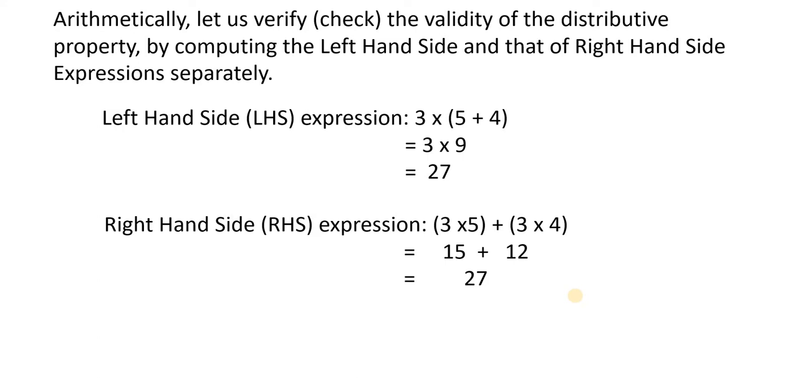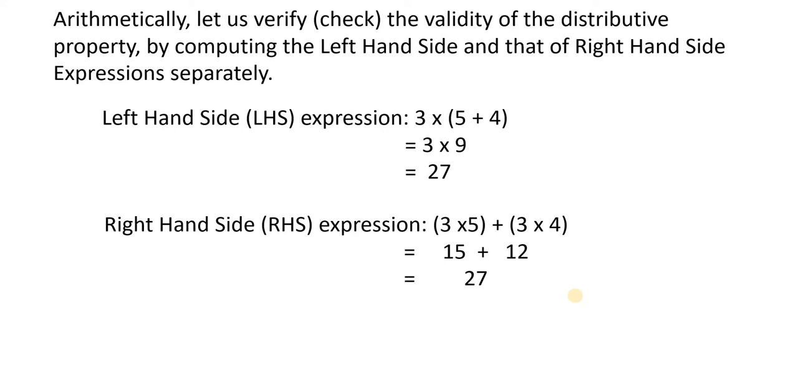Let us verify the validity of the distributive property. Arithmetically also we can do it by computing the left hand side and right hand side of the expression separately. See, that expression has two sides. It is an equation, so it has an equation symbol. Every equation has a left hand side and a right hand side, and the value of the expression on the left hand side and the value of the expression on the right hand side should be equal. That is why we say it is an equation.